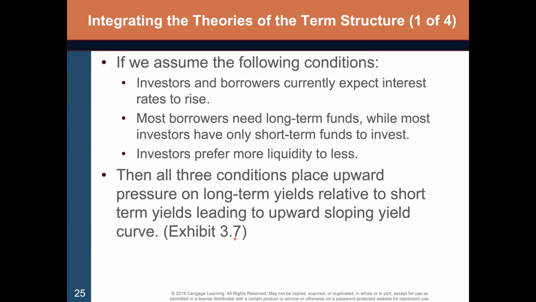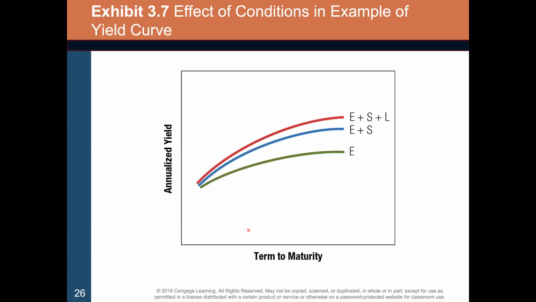So if we assume the following conditions: investors and borrowers currently expect interest rates to rise. If we assume most borrowers need long-term funds while most investors have only short-term funds to invest, and investors prefer more liquidity to less, then all three conditions place upward pressure on longer-term yields. So the long-term yields will typically be higher relative to short-term yields, leading to an upward sloping yield curve. As I mentioned before, an upward sloping yield curve is a normal yield curve as opposed to an inverted yield curve.